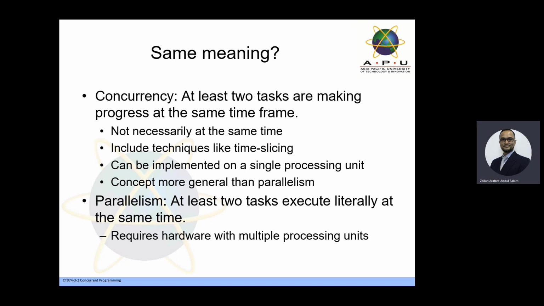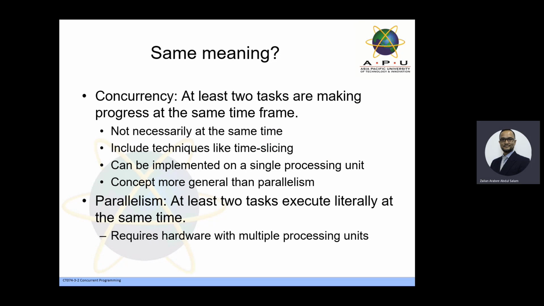So concurrency. Yes, two tasks are making progress. But look, at the same time frame, not exactly at the same time. Okay? So not necessarily at the same time. Why? What's actually happening? Why does it appear that they are running at the same time? It's because of time slicing. If you know what time slicing is? Yes? Time slicing? Heard of it before?